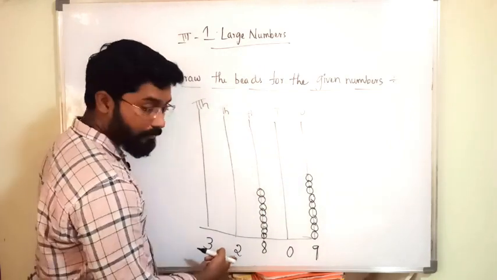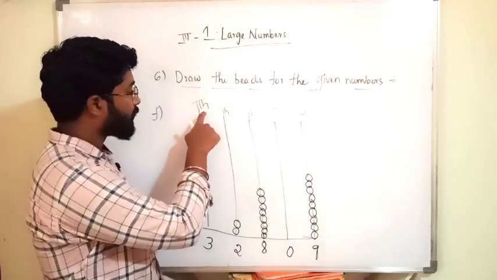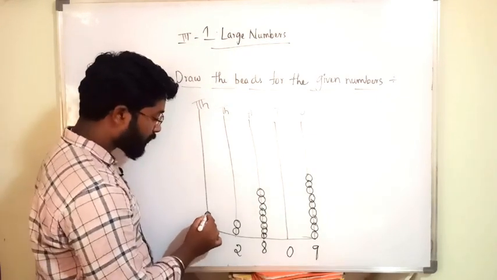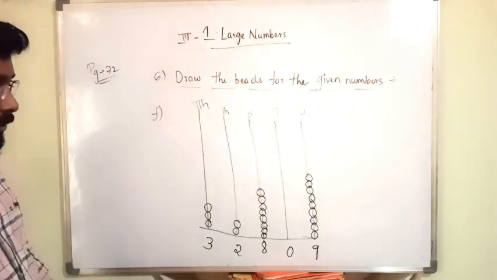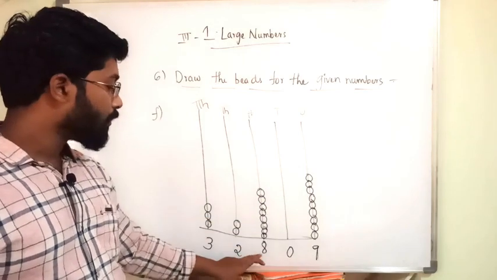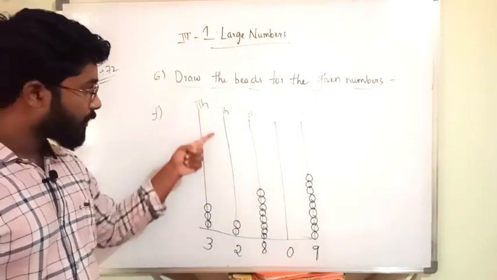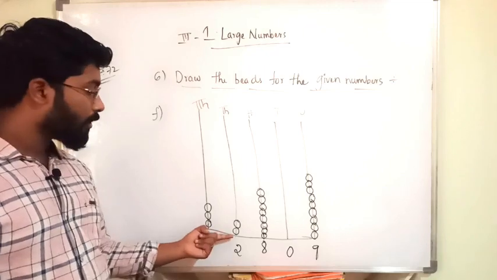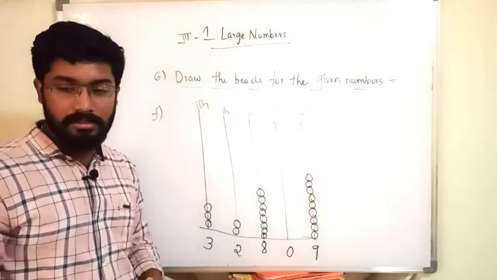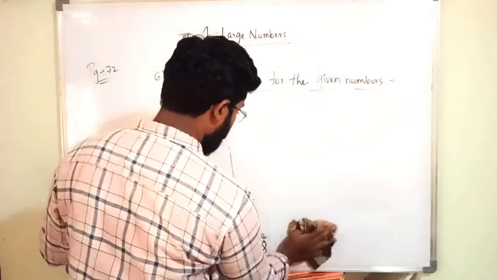Under 1000's rod, which number is there? 2. So 1, 2. Completed. Under 10,000's rod, which number is there? 3. So in 10,000's rod we have to draw 3 beads. So 9 beads in 1's rod, 0 means we should not draw anything, 8 beads in 100's place, 2 beads in 1000's rod, 3 beads in 10,000's rod. Like that you have to draw. So F is completed.